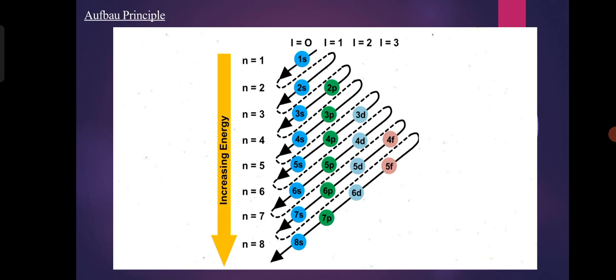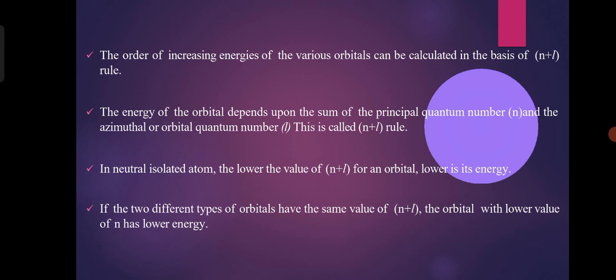In this, electrons get filled first in 1s, 2s, 2p, 3s, 3p. After 3p, the electron enters 4s, and after 4s the electron goes to 3d. After 3d the electron enters 4p, 5s. After 5s the electron goes to 4d. In this manner electrons get filled: the electron first enters a lower energy orbital and then enters higher energy orbitals.